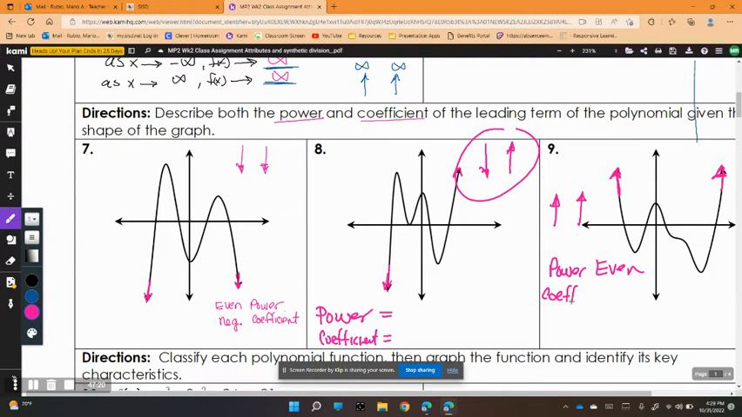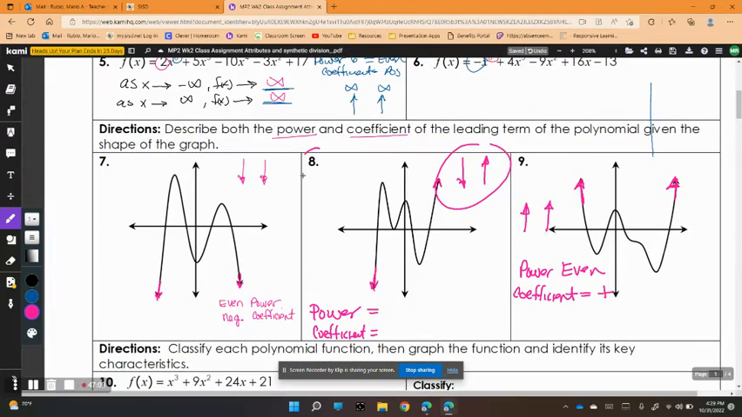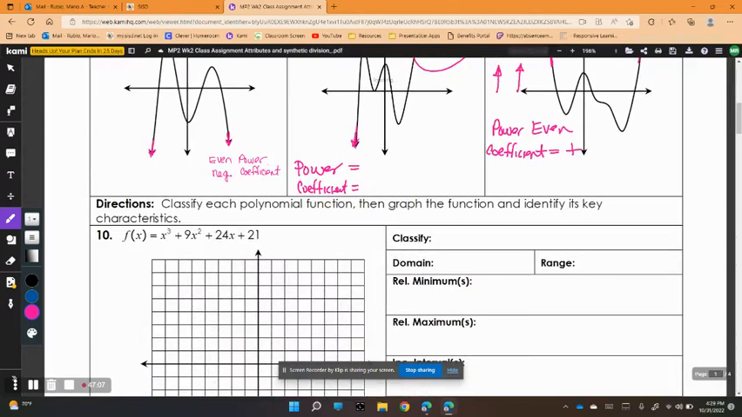And as far as the coefficient goes, I know that if it's a positive coefficient and even power, then both my arrows are going to be pointing up. If the coefficient is negative, both the arrows are going to be pointing down. So you guys make sure you do number 8.